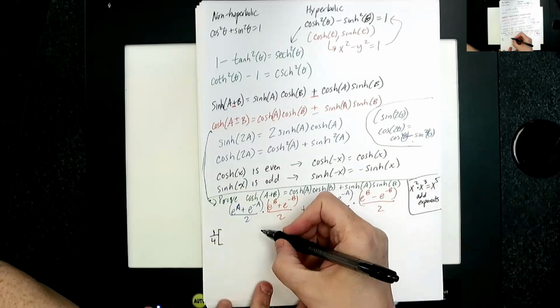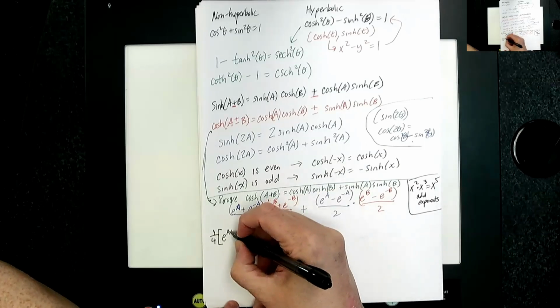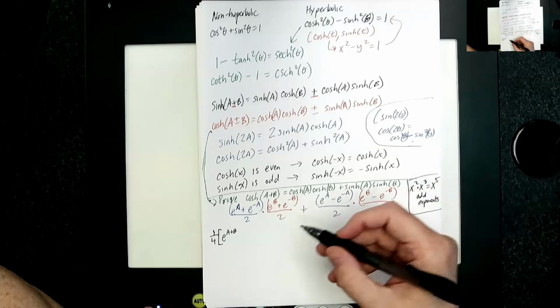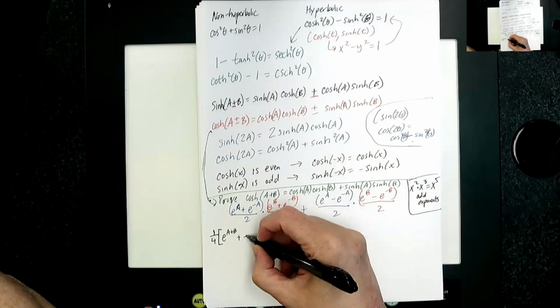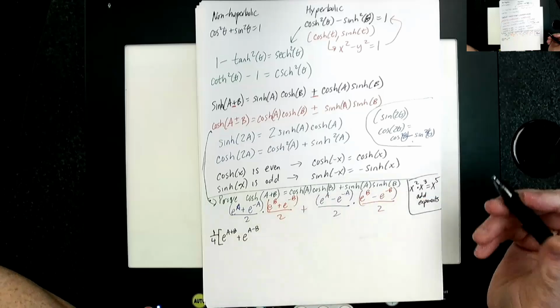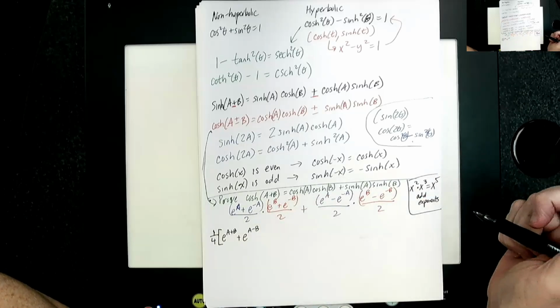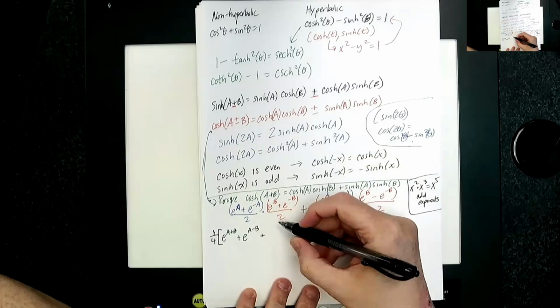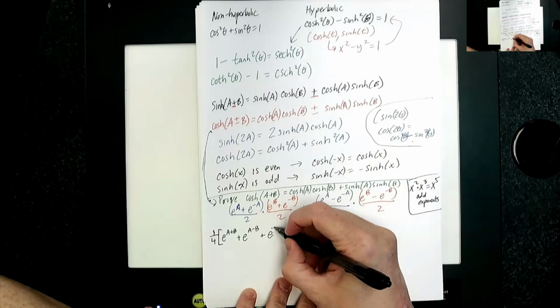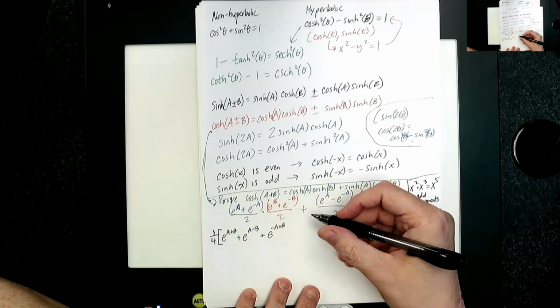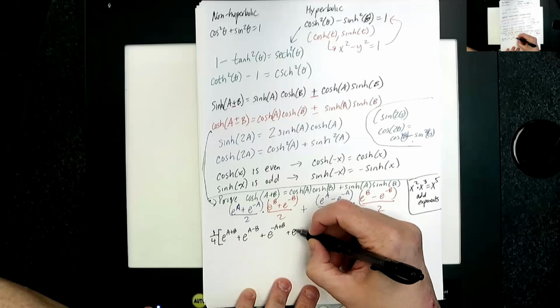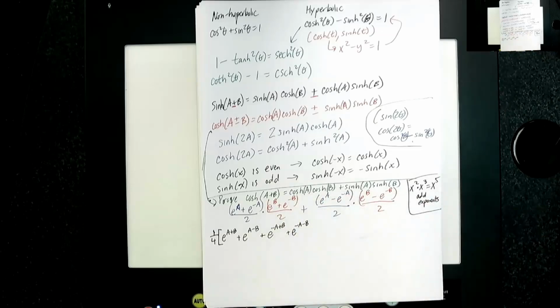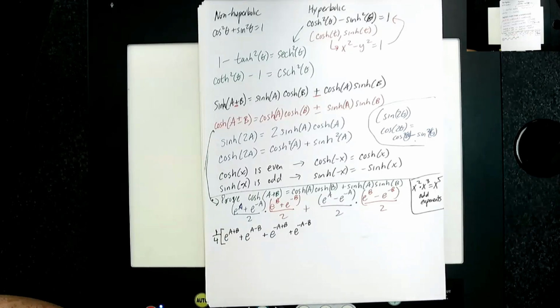Now, if we do FOIL here, we've got e to the A times e to the B, which is e to the A plus B. If I do outside, e to the A times e to the minus B is e to the A minus B. I'm going to keep them in the same letter order. If I do inside, I have e to the negative A plus B. And if I do last, I have e to the negative A minus B. That's from my first set. Everybody buy that so far? Just a little bit of algebra.